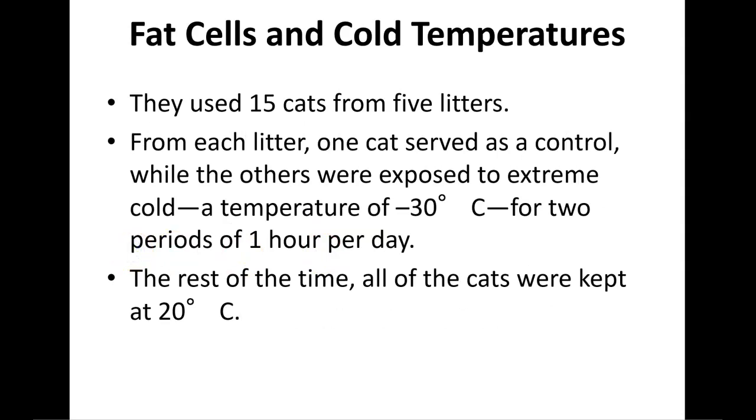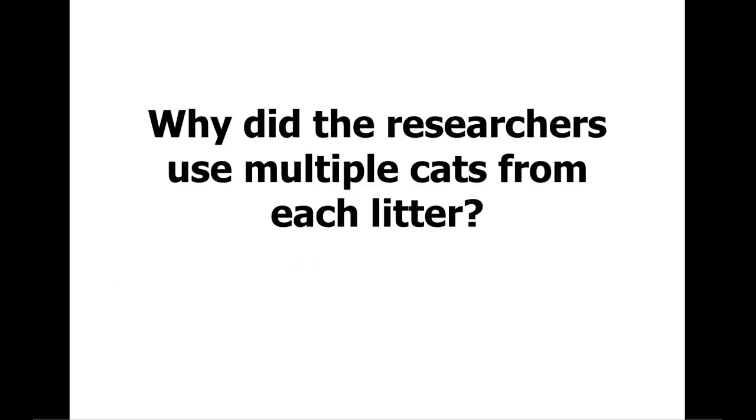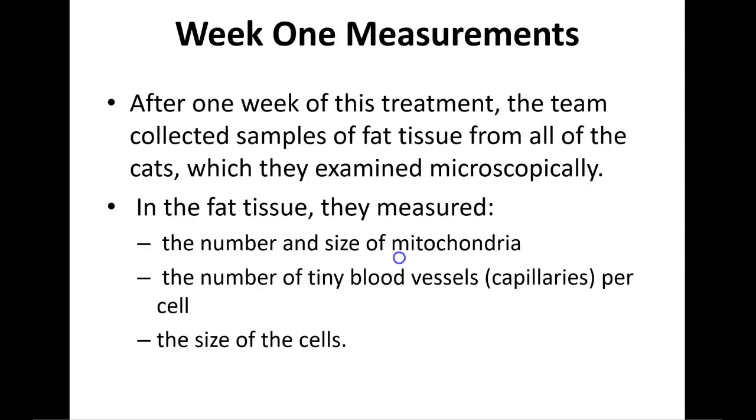So fat cells and cold temperatures. They're going to use 15 cats from 5 litters to study this. From each litter, one cat is going to serve as control, while the other cats are going to be exposed to extreme cold temperatures. One's going to be temperatures of 30 degrees Celsius for 2 periods of 1 hour per day. The rest of the time, all these cats are going to be kept at 20 degrees Celsius. So why did researchers use multiple cats from each litter? Well, they want the same litter, so they have the same genetic makeups, and they're going to be close relations. And then they want to be able to compare them to each other to see how it affects them.